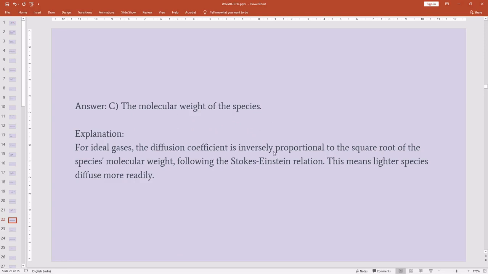Because for ideal gases, the diffusion coefficient is inversely proportional to the square root of the species molecular weight. It is called the Stokes-Einstein relation, and it means the lighter species will diffuse more readily. With Fick's law also, we can know that lighter species diffuse more readily.